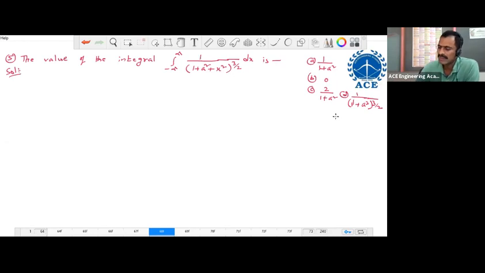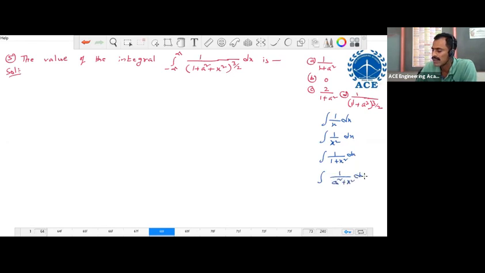Just look at this. We can integrate 1 by 1 plus x square. We can integrate 1 by a square plus x square dx. And also we can integrate 1 by a square minus x square. But here we require the integral of 1 by (a square plus x square) power 3 by 2.